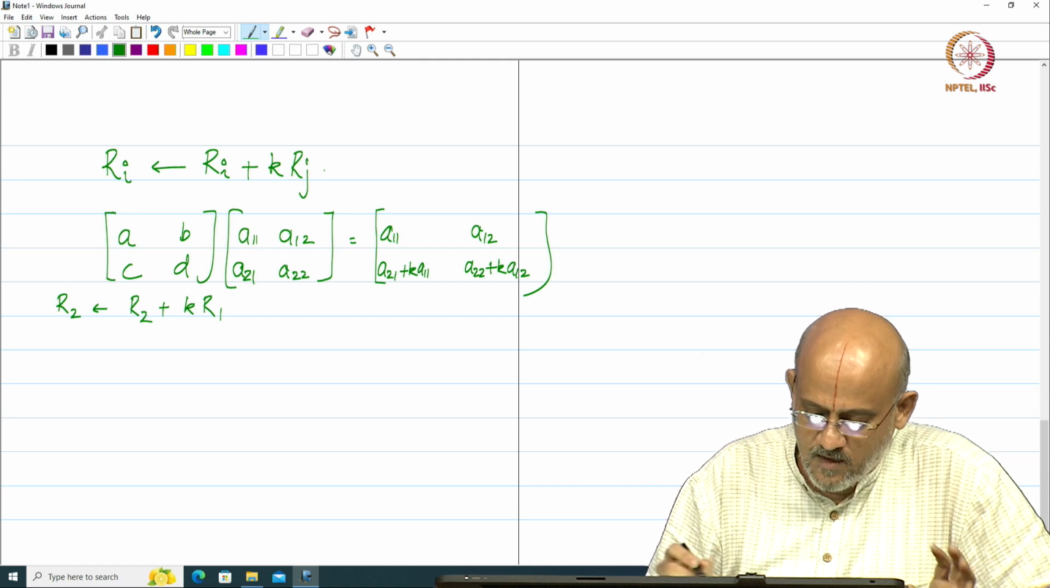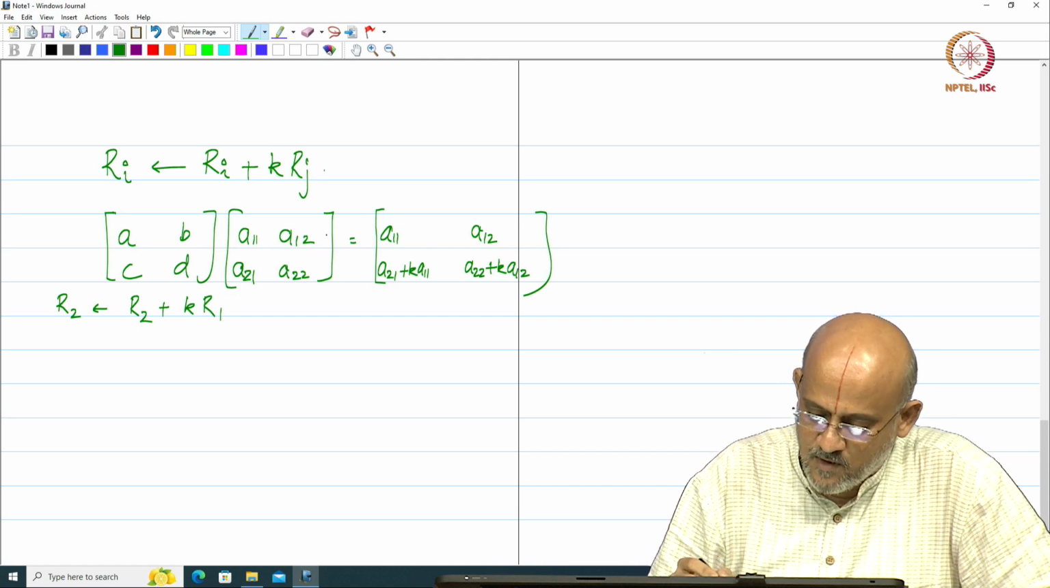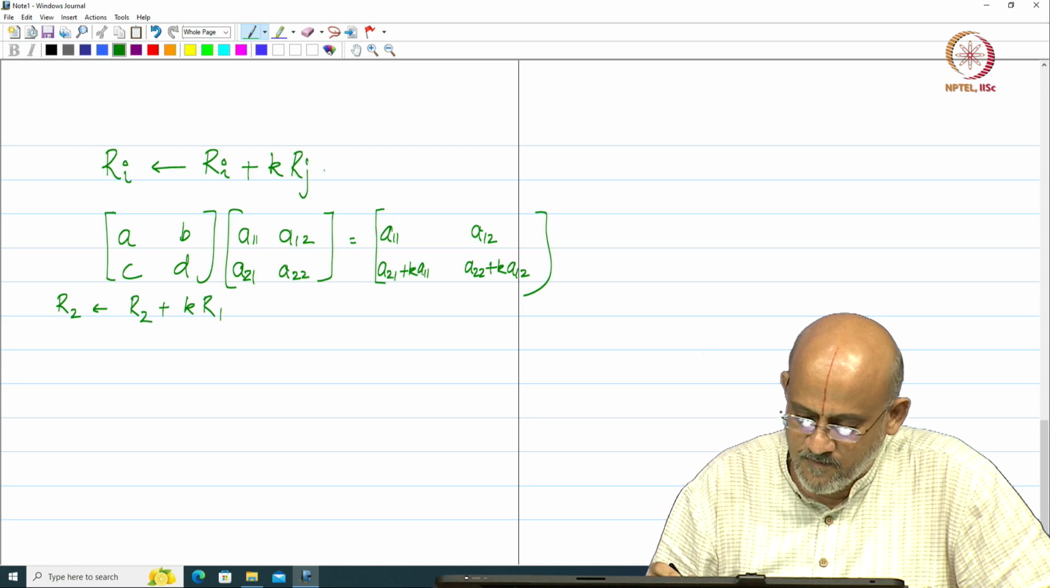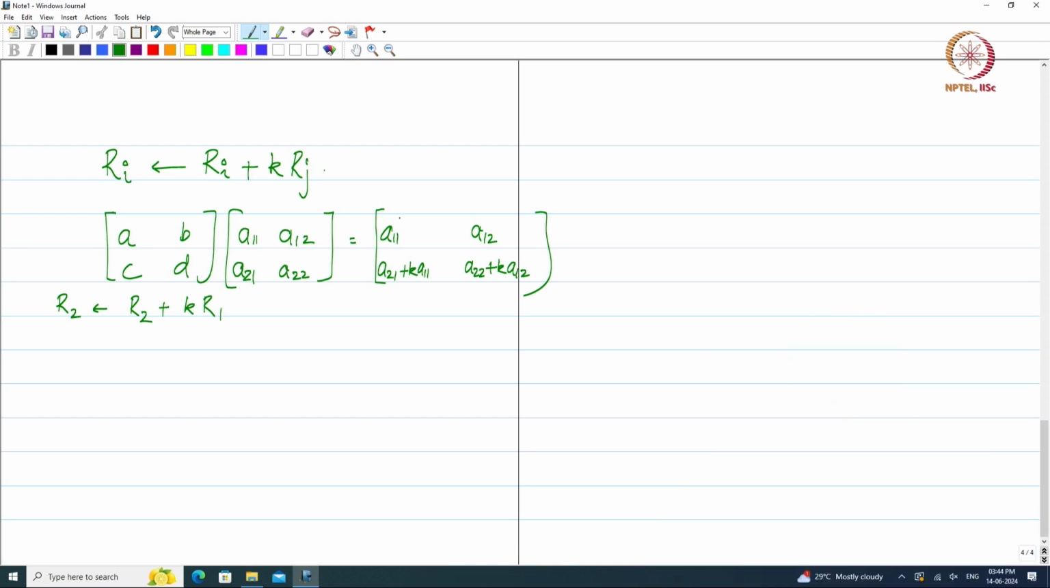So, again if you do all this stuff, what we get? We get A into A11 plus B into A21 plus K11 is equal to A11. That is what we have. So, if you try to do this element wise comparison, we will end up getting this. It is 1 0 K 1. That is the matrix which you should use for pre-multiplying the given matrix A11, A12, A21, A22 to get A11, A12, and you have A21 plus K times A11, A22 plus K times A12.